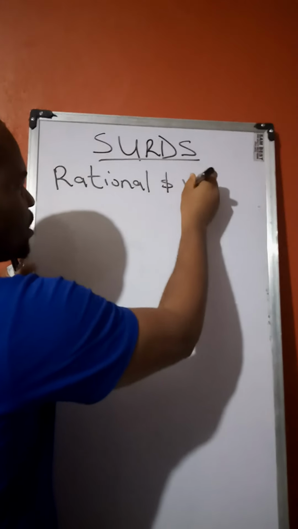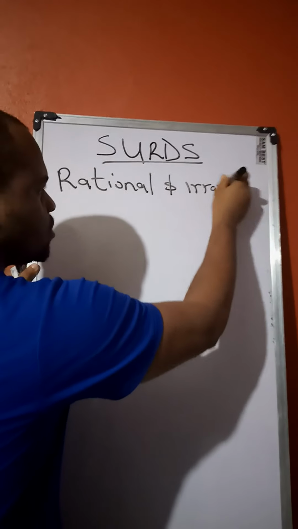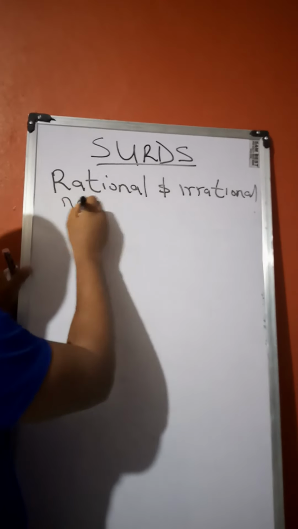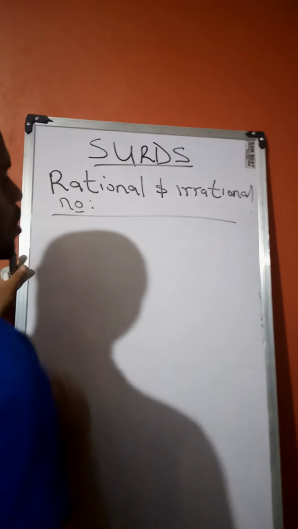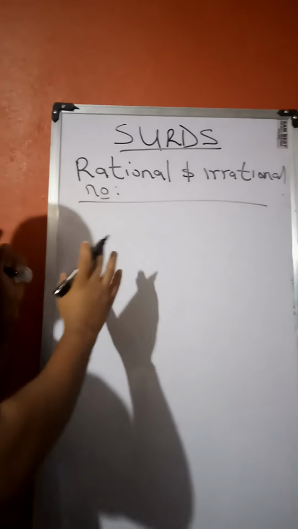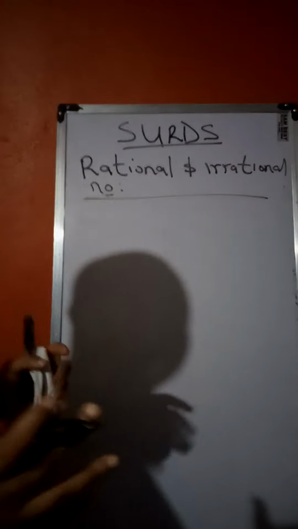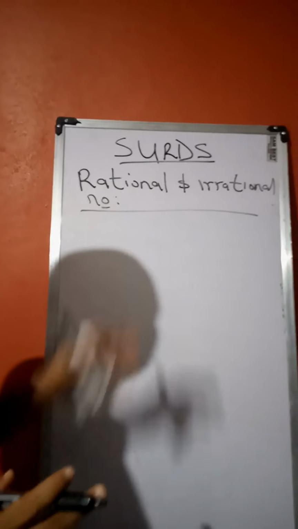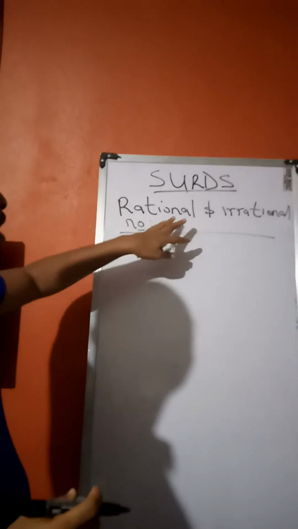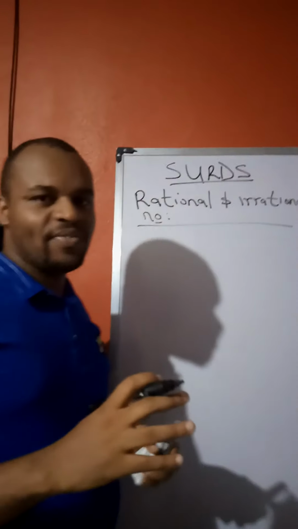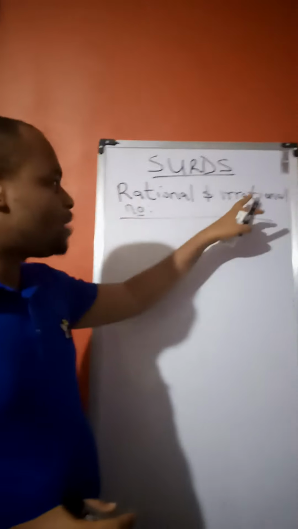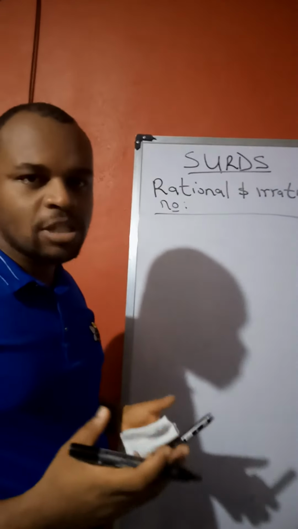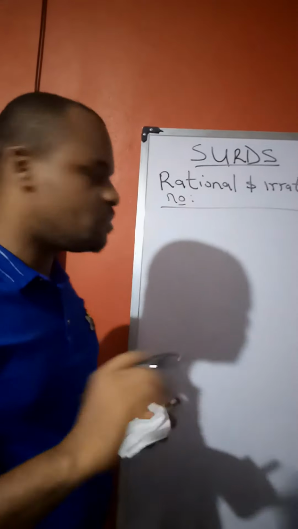Rational and irrational number. Alright, because understanding what a rational and an irrational number is will help us in solving questions on surds. Now, a rational number is a number whose exact values are known, while an irrational number is a number that the exact value cannot be determined except by approximation.